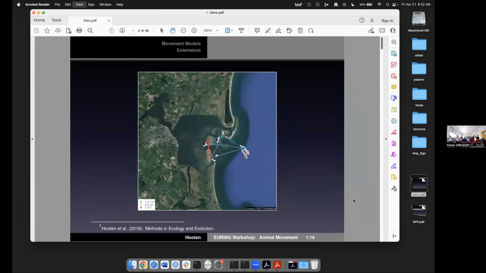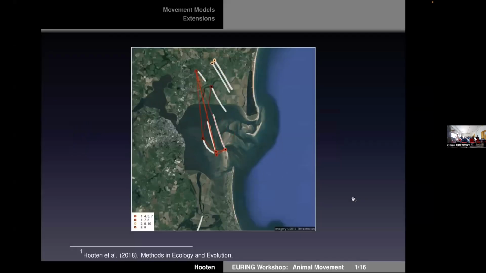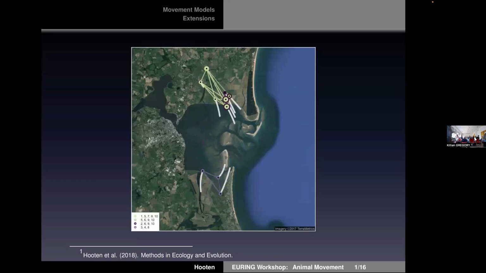I'm Brett McClintock. I think we've already met each other this week. And we of course have Devin Johnson here as well. And then we have Mevin Hooten, who couldn't be here, but is joining us remotely. He's going to start us off with an introduction and then some stuff on point process models. He may get a little bit into resource selection, but that's not going to be a big focus today, but we can try and add some time for resource selection type things if you like.